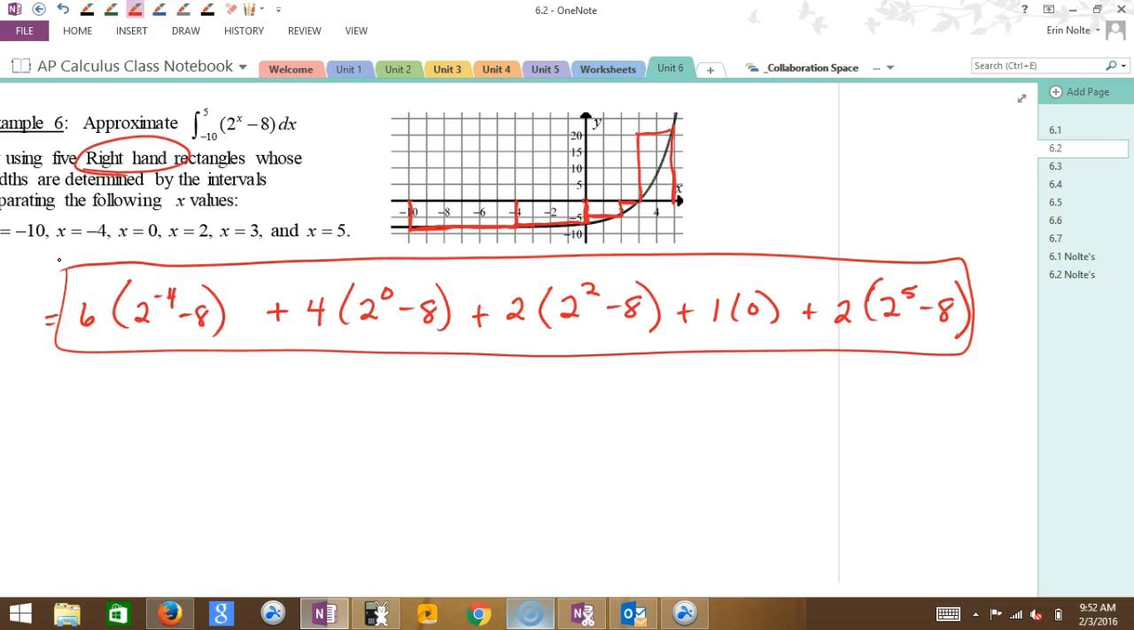Wait, so why is it 2 every time? Because of the function up here. Oh.